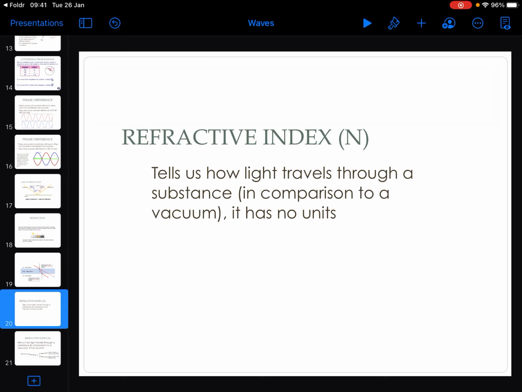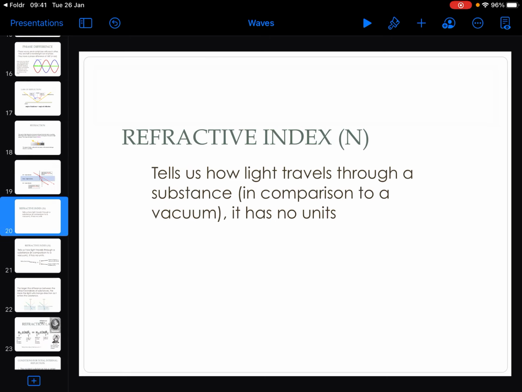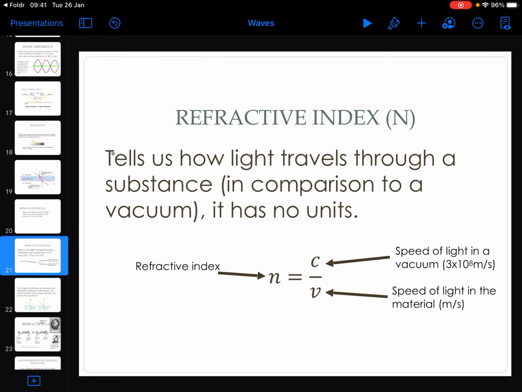So refractive index n tells us how light travels through a substance in comparison to a vacuum. It is a ratio, so it has no units, and you can work it out with this equation. n is c divided by v.